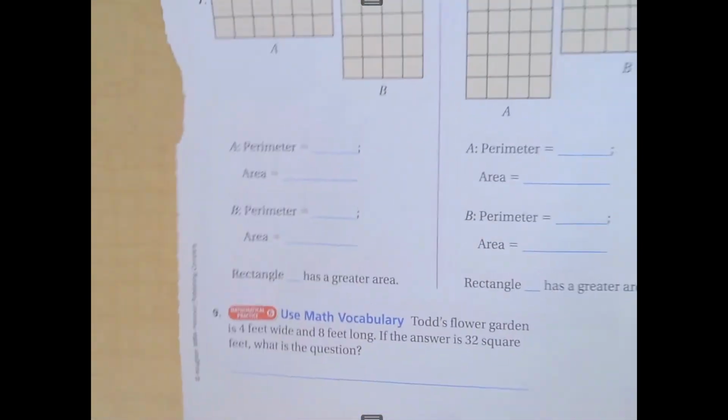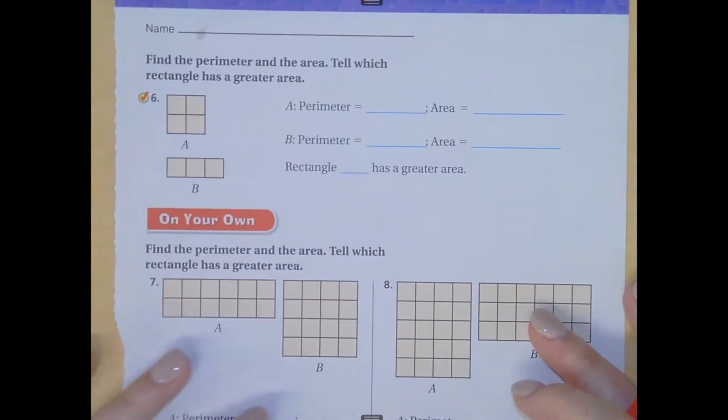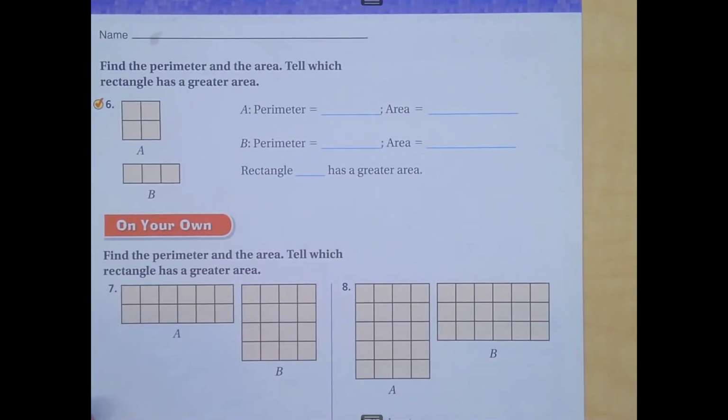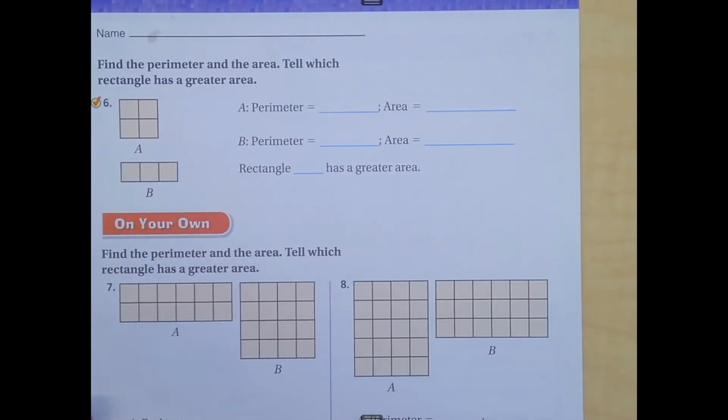All right. Grab your next page, 677. Find the perimeter and the area. Tell which rectangle has the greater area. Well, just by looking at these shapes and what we just talked about, which one do you think is going to have the greater area? Hopefully you said A because it's a perfect square.